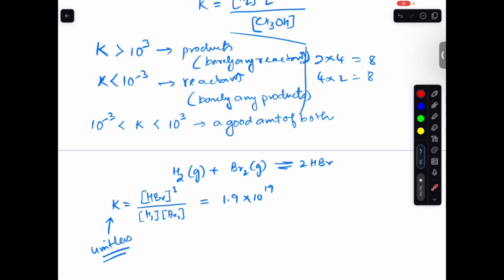Predominantly products. Is that what you were going to say? All right, predominantly products, right? Because see, look at that number. That is huge, right? That's not just a little over 10 to the 3. That is way greater. That's what, when you read your book, it says much greater than 1.